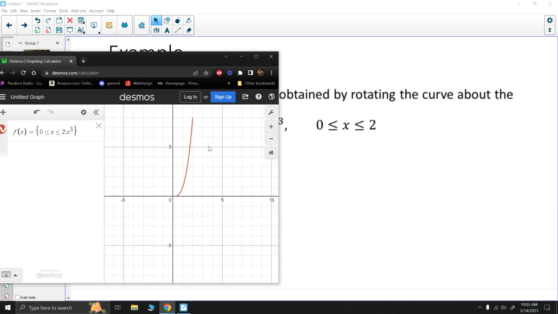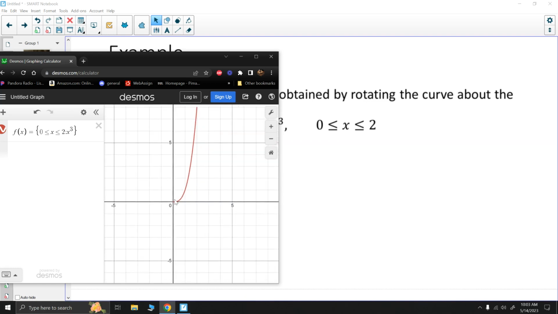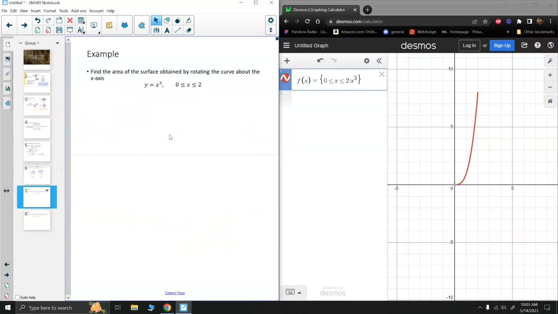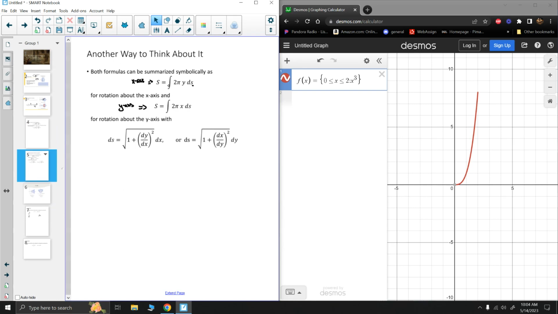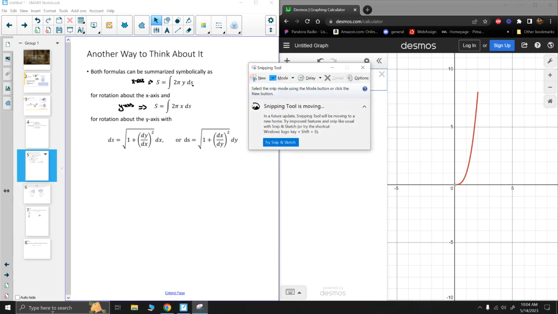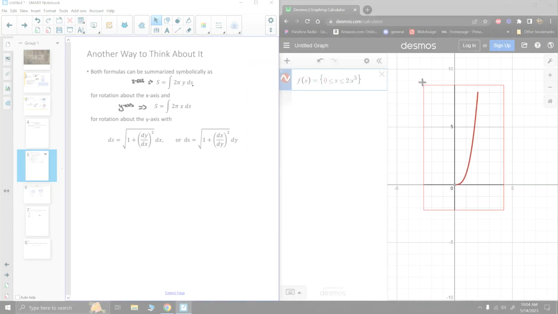All right, so we're dealing with this thing here, and we are integrating along the x-axis, so we at least know that much. This is going to be the integral from 0 to 2, and we know we're then going to say dx. That's what we want to do here. Okay, so along the x-axis, the surface area is equal to the integral of 2 pi y, because we're rotating this around, so this is the height here. Let me go ahead and snip it so I can draw on this image as well.